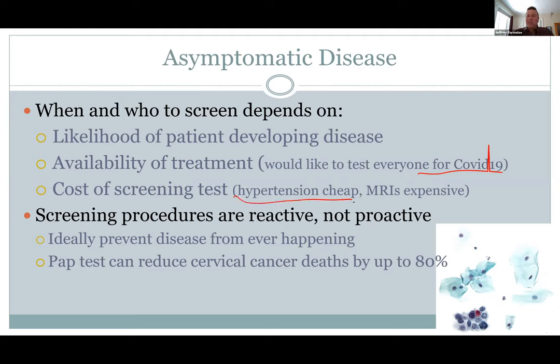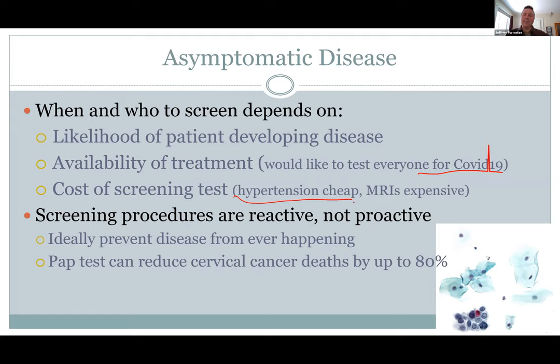But the cost, definitely. Screening for hypertension involves just a sphygmomanometer, our blood pressure cuff, so we can really quickly go to the drugstore and get that. Screening by getting an MRI is thousands of dollars. So these things are not just thrown out like candy, you know, get an MRI. You need to really have a pretty good reason.